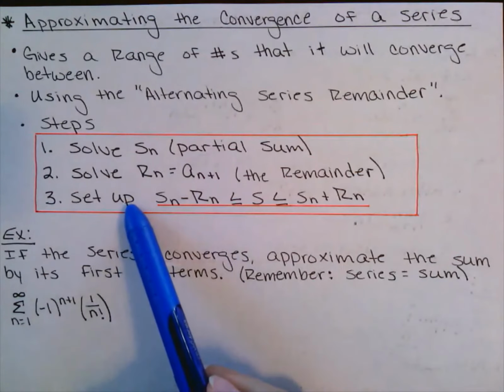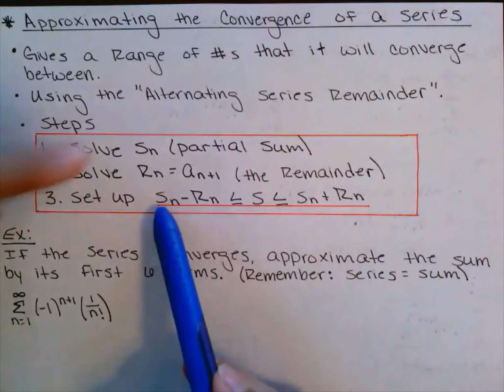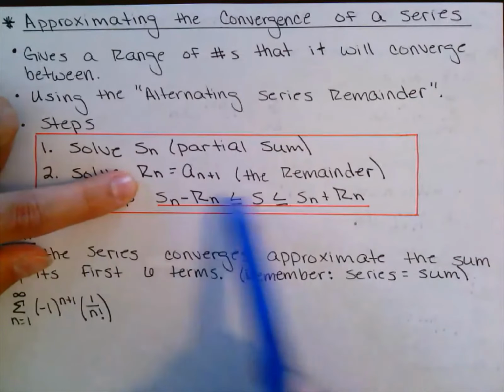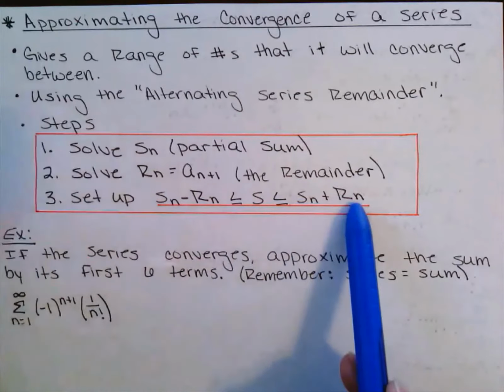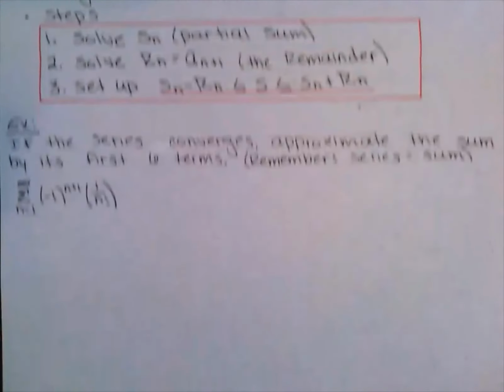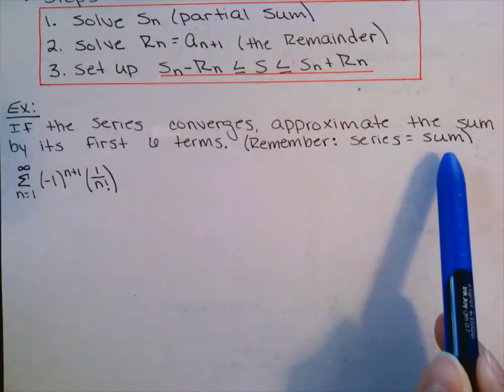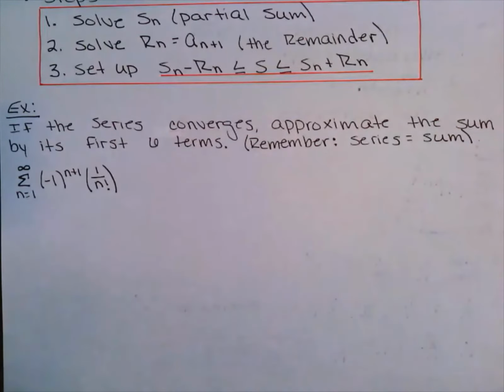And then we can set up the range. So the sum would be somewhere in between the partial sum minus the remainder and the partial sum plus the remainder, okay? Looks really fancy with this notation, but let's check it out. I promise it's not that bad, okay? The example says, if the series converges, approximate the sum by its first 6 terms, okay? So remember, anytime they use the word series, that just means the sum, the summation, okay?